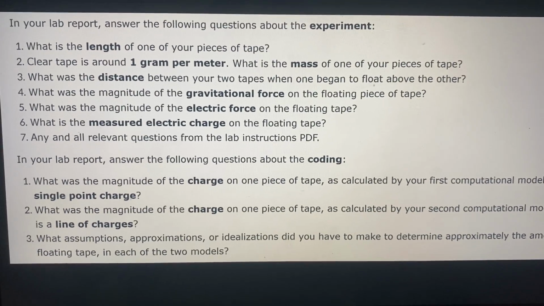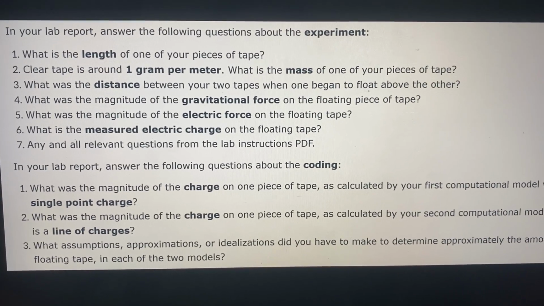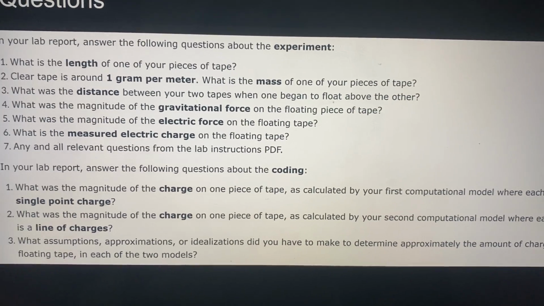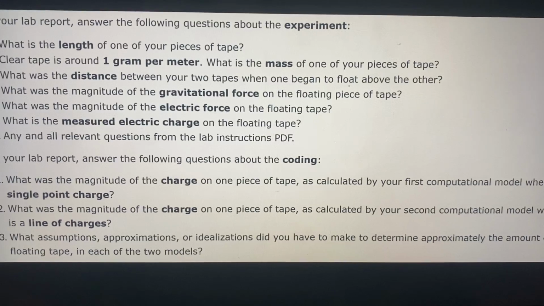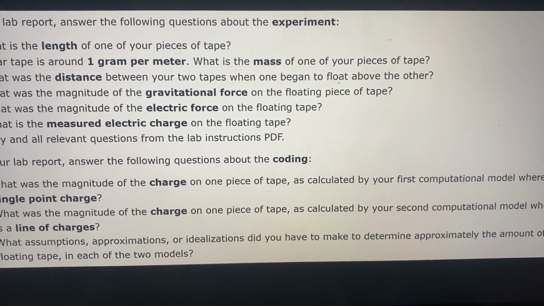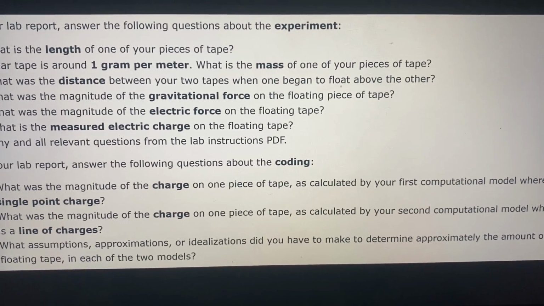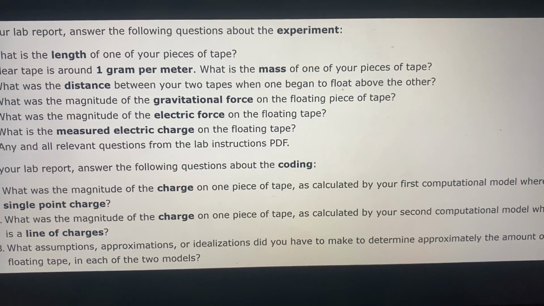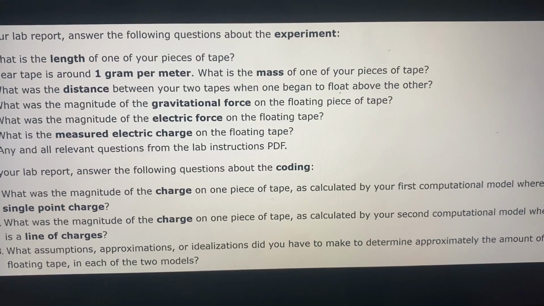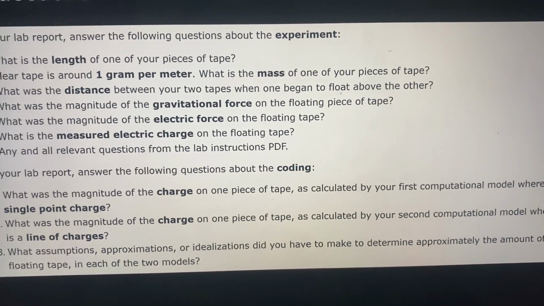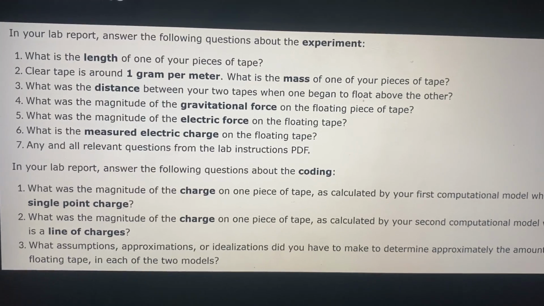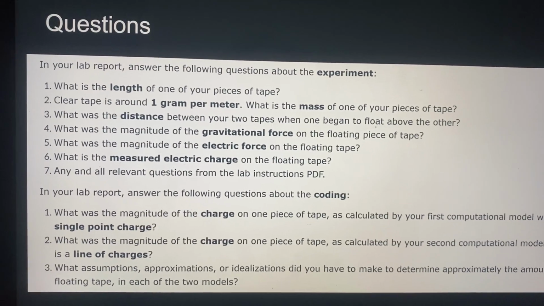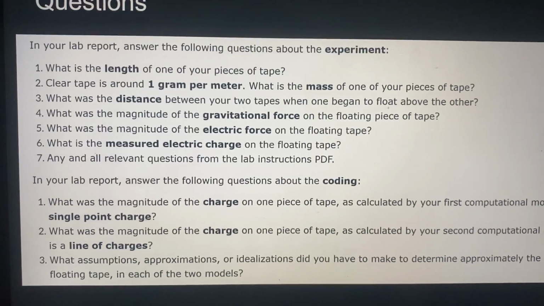What assumptions, approximations, or idealizations did you have to make to determine the amount of charge on the floating tape in each model? Obviously we had to ignore things like the air and anything that might impact the electric charge or the gravitational force, because it was very simple, idealized. We just focused on those two forces, and also that every single ion got ionized.